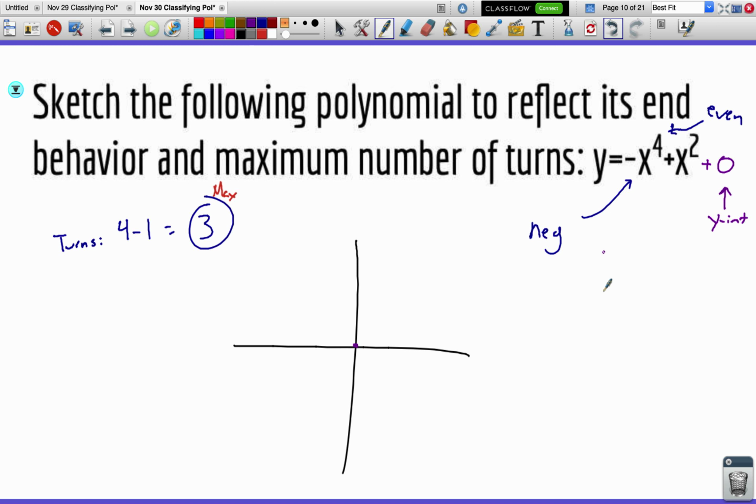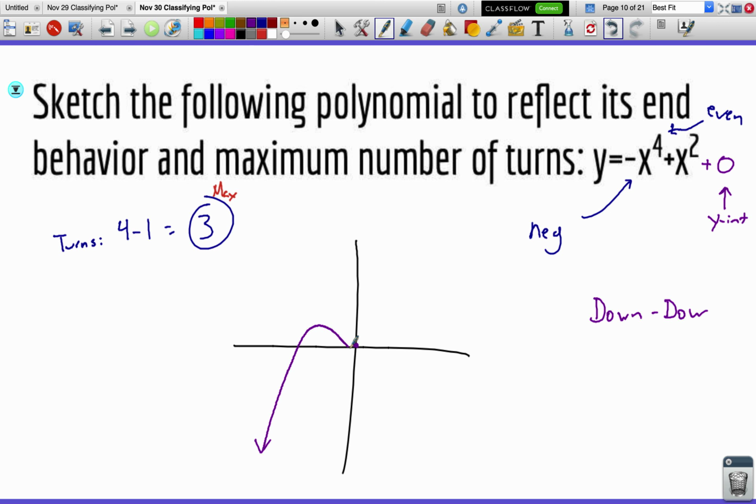So it's negative and even. Negative means it'll finish down. Even means the end behaviors match. So this is going to be a down, down end behavior with a y-intercept of 0 and a maximum of 3 turns. So maybe it looks like this.